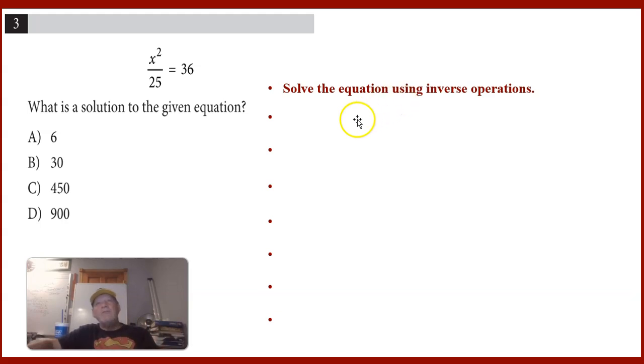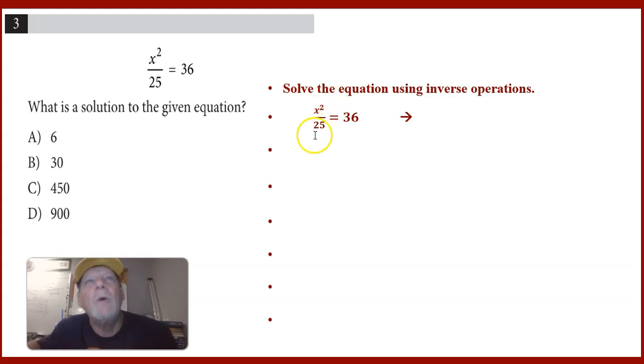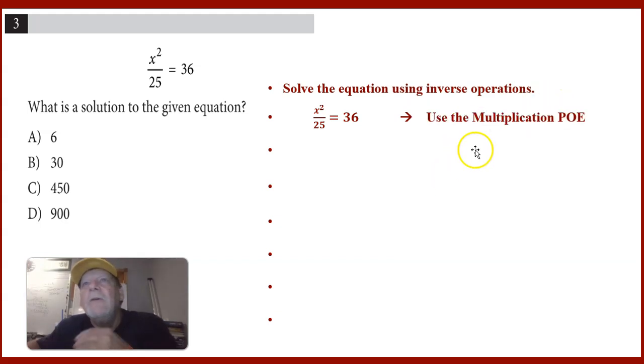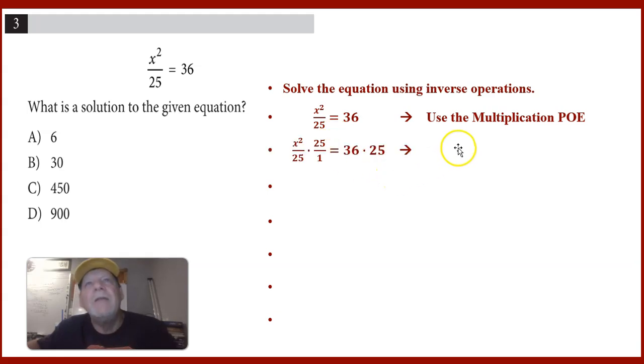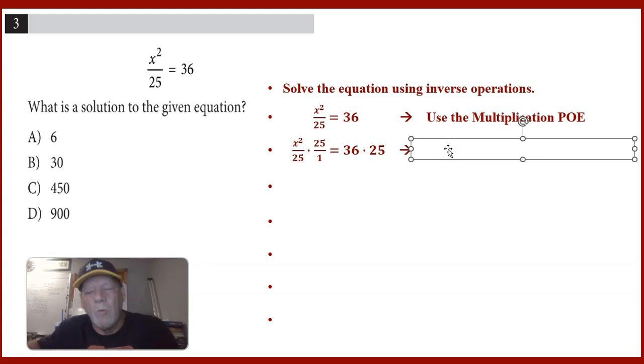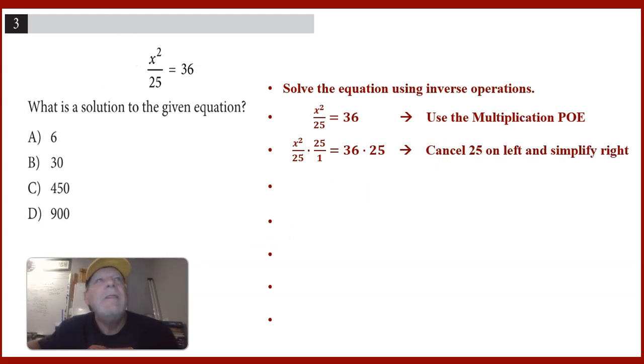Solve the equation using inverse operations. So I've got x squared over 25 equals 36. I need to get rid of the dividing by 25. So the way you do that is use a multiplication property of equality by multiplying both sides by 25 over 1 or 25. And then I'm going to cancel this common factor of 25.